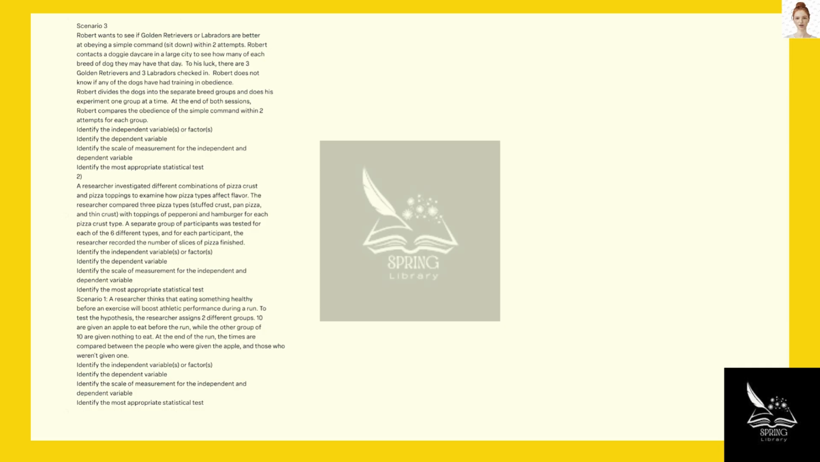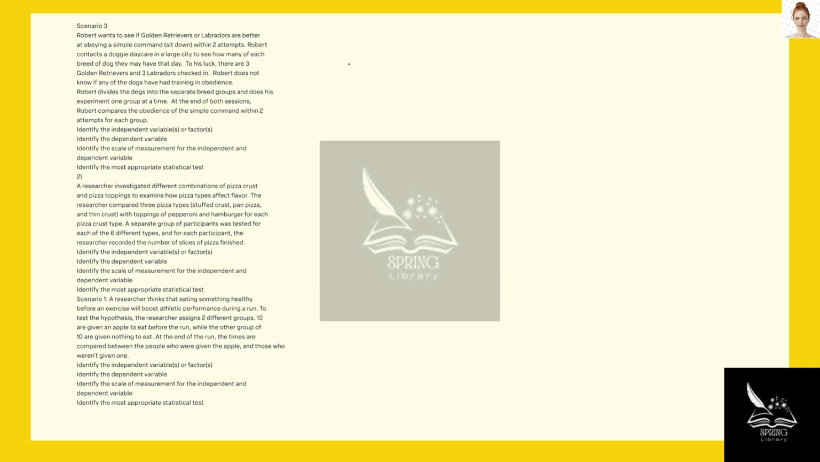Okay, so I see that you need help with this question. It says Robert wants to see if golden retrievers or labs are better at obeying a simple command, sit down, within 2 attempts. Robert contacts a doggy daycare in a large city to see how many of each breed of dog they may have that day. To his luck, there are 3 golden retrievers and 3 Labradors checked in. Robert does not know if any of the dogs have had any training in obedience.